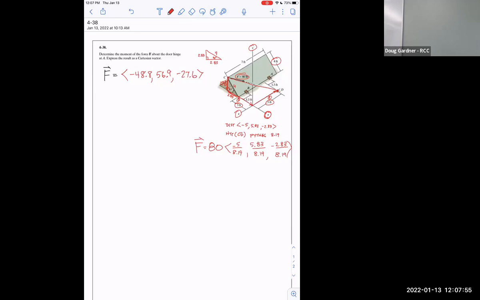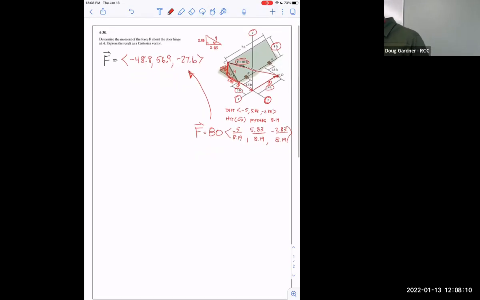And maybe one of you punches that in and makes sure we didn't screw that up. And so, pretty close. Okay, good. So that means we didn't blow it. Okay, so now I think we're ready to do what we did before, which is to find R cross F. Remember, because this is the moment around A.